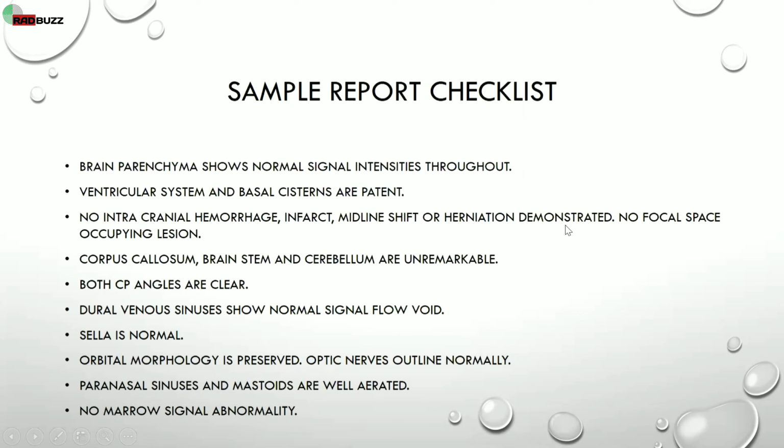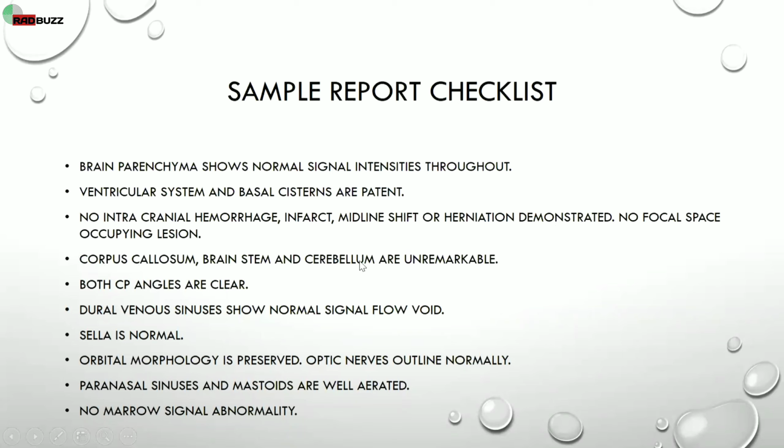Always compare the right and left side. And obviously gray white matter differentiation, midline shift and so on, the ventricular system and basal cisterns, whether they're patent or not, whether there is some hydrocephalus, which I told you. The temporal horn is the one to look for. Intracranial hemorrhage will appear white. Infarct will appear blacker. Midline shift and impending herniation. Herniation is again a separate topic. No focal space occupying lesion, whether there's a lesion or not. Corpus callosum, I told you.